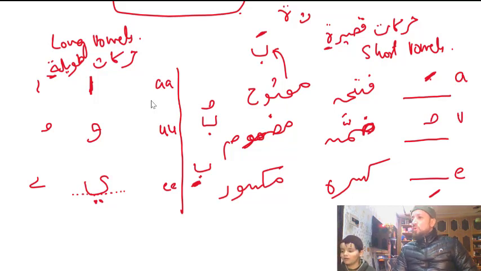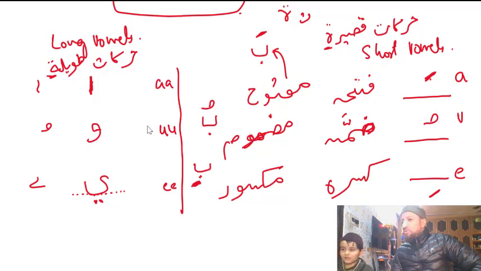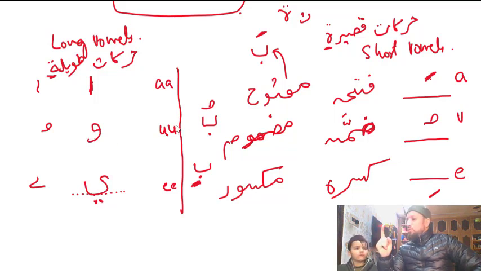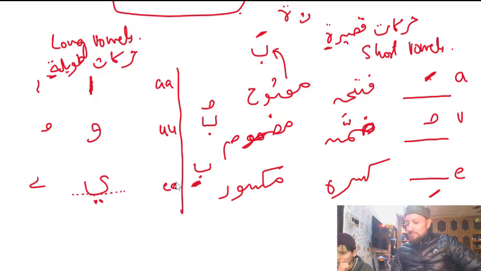Same is u. Dhamma is u, and the letter with it is called mazmoom. And the long vowel is waw, so it is read as oo. Same is kasra. Kasra is i. But the long vowel of it is ya, and it becomes ee. But the thing is that you cannot.